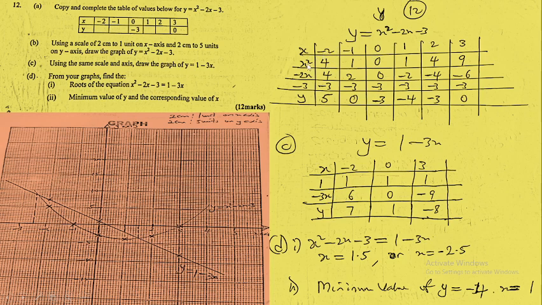Put minus 2 into x squared, that will give us 4. Minus 1 squared will give us 1. 0 squared will give us 0. 1 squared will give us 1. 2 squared will give us 4 here. Then 3 squared will give us 9. Also, we are having minus 2x here. Wherever you see x, you put all these values one after the other. Minus 2 times minus 2 will give us 4. Minus 1 times minus 2 will give us 2. 0 times minus 2 will give us 0. 1 times minus 2 will give us minus 2. 2 times minus 2 will give us minus 4. 3 times minus 2 will give us minus 6.